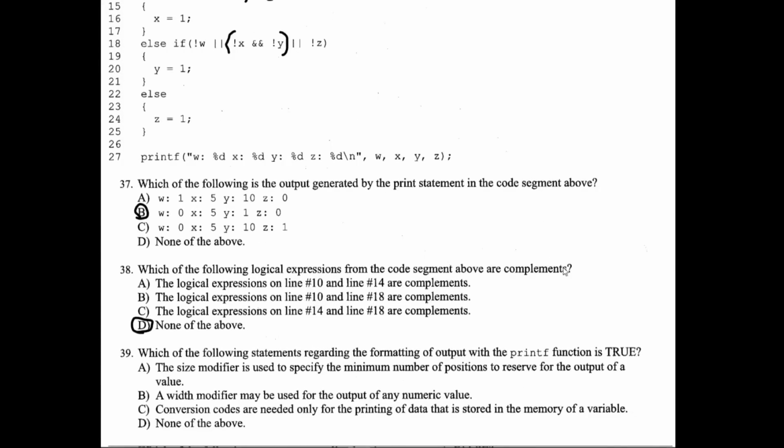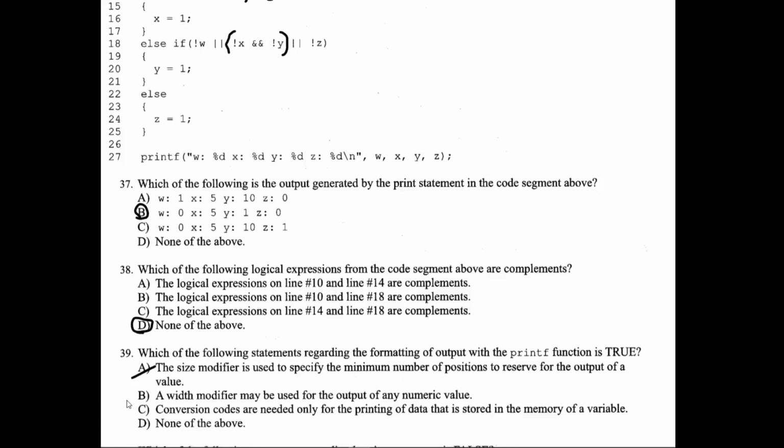All right, moving on to 39. Which of the following statements regarding the formatting of output with the printf function is true? A, the size modifier is used to specify the minimum number of positions to reserve for the output of a value. That is false. The size modifier is used to specify the total number of positions to reserve for the output of a value.